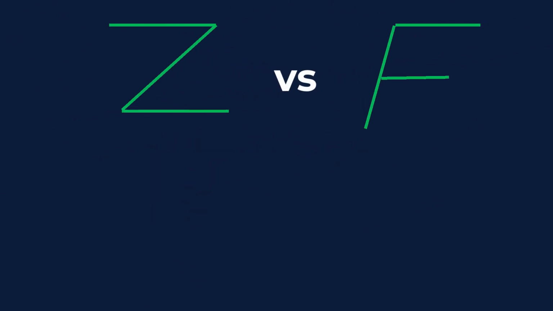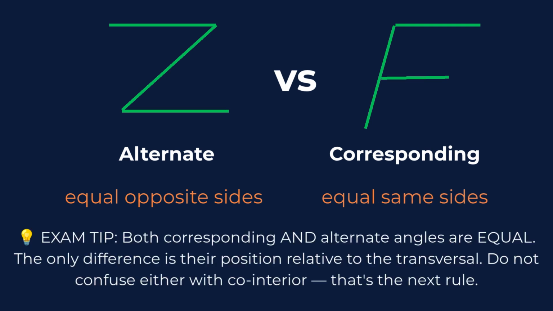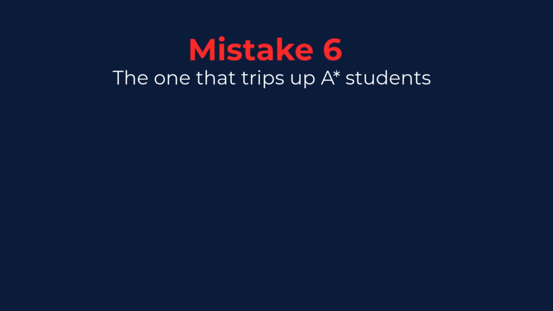Notice that both corresponding and alternate angles give you equal angles. The difference is their position. F shape, same side. Z shape, opposite sides. If you mix up which is which, draw both letters on your paper and figure out which one fits your diagram. Rule 6. Co-interior angles.